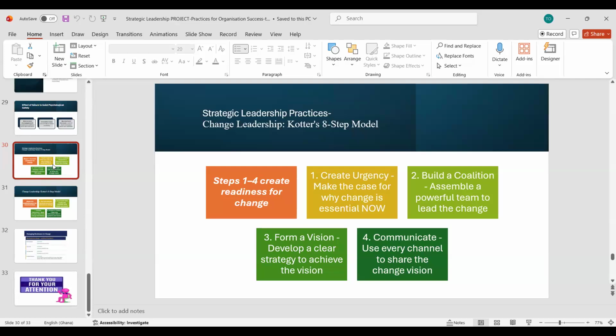Things are not working. Production is going down. So what do we do? Let's get people together. Let's agree on where we want to get to. And then when we are done, we will let everybody who will have a role to play know it. We've gone through the first 4, where we are creating the need for it, where we are building a coalition, where we form a vision and communicate appropriately.